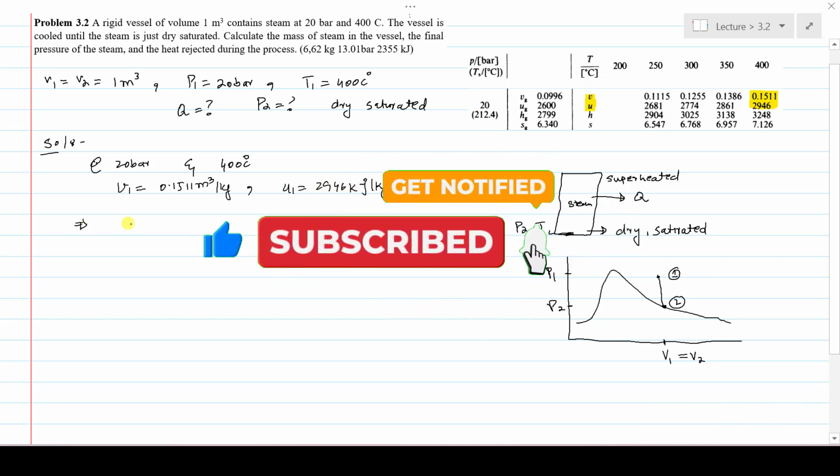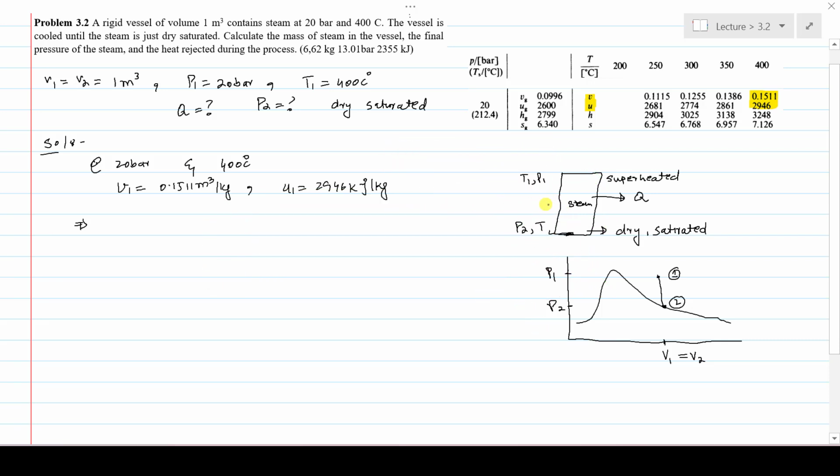Now to find the mass, the amount of mass present in the rigid vessel must be equal to total volume divided by specific volume. Total volume is 1 meter cube divided by specific volume, that is 0.1511. It will give you the mass contained in the vessel. It is 6.62 kg.